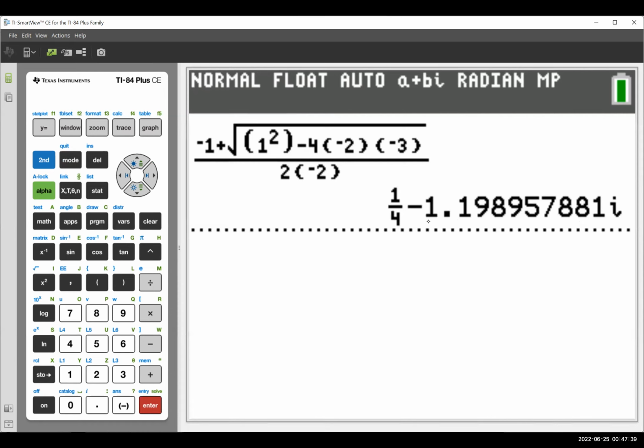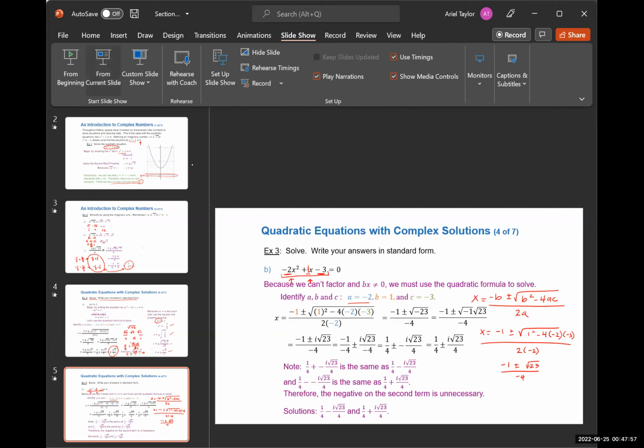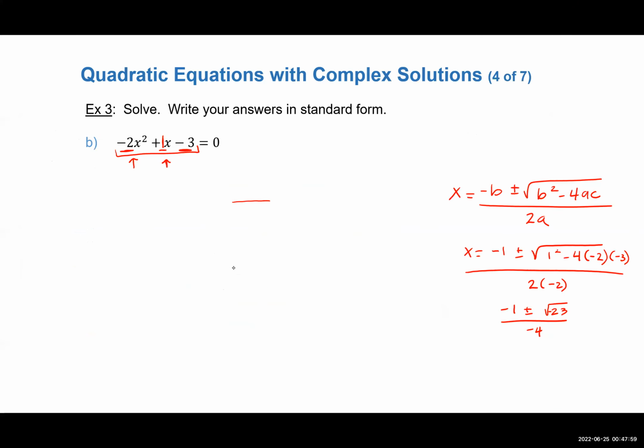The problem here is that this decimal is here and it's not an exact number. So if you want an exact number, you will have to reduce, but at least you can check your work in this way. So let's go back to our slideshow. Okay.